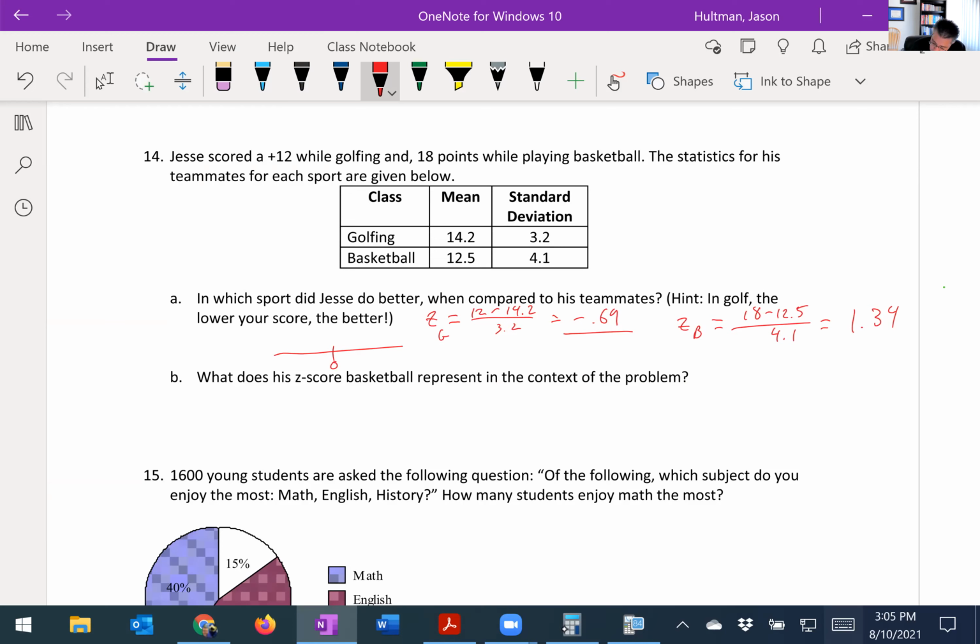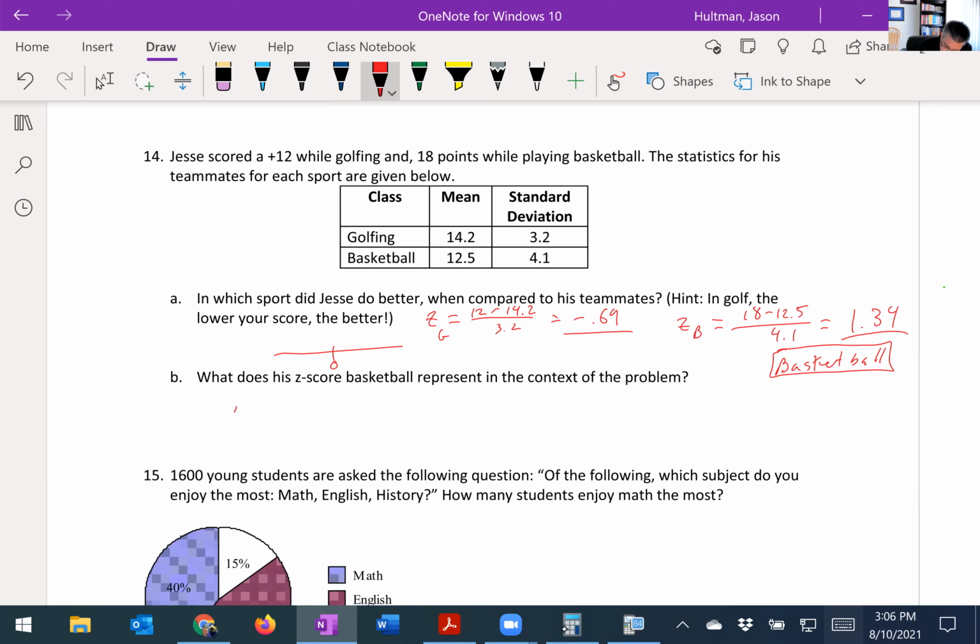However, for basketball, the higher the score, the better. The z-score she got here was 1.34 standard deviations above the mean. So she was better in basketball than she was in golf. So we're going to go with basketball here, because she was further away from her teammates. What does the z-score in basketball represent in context of the problem?